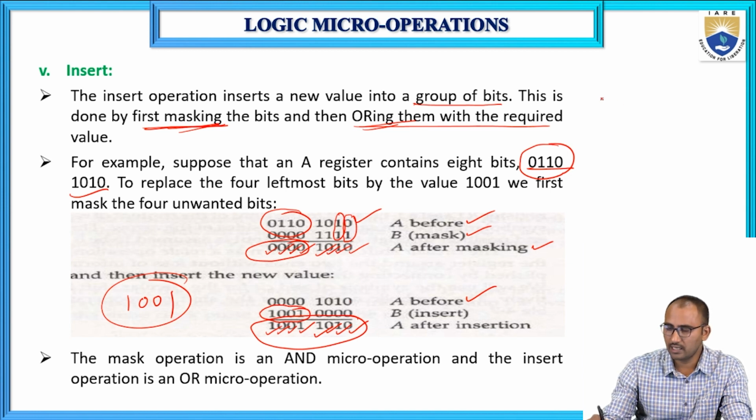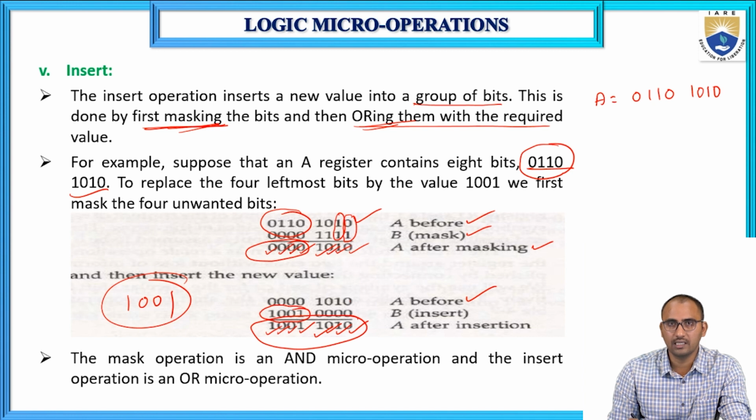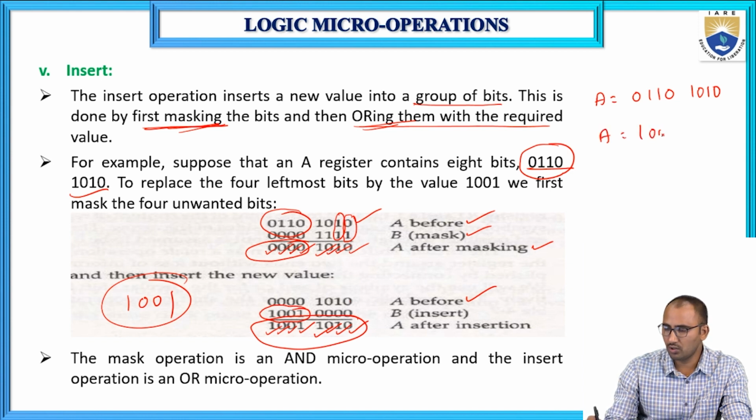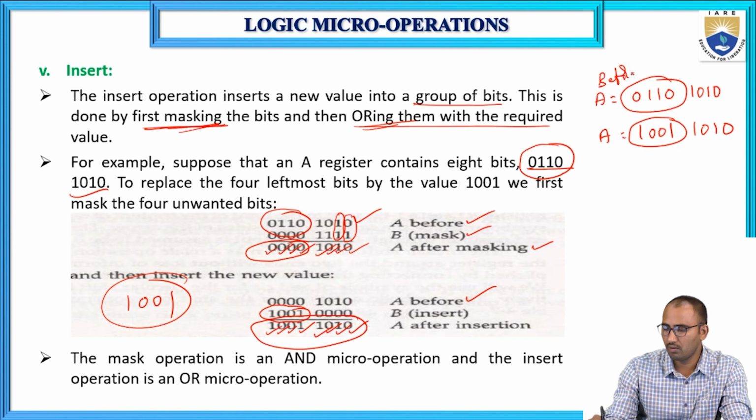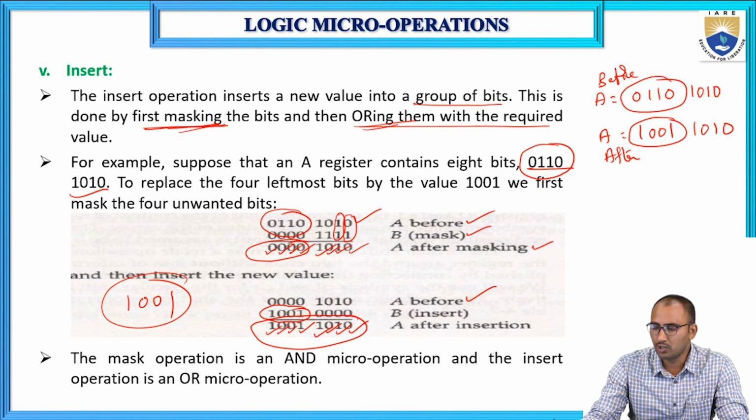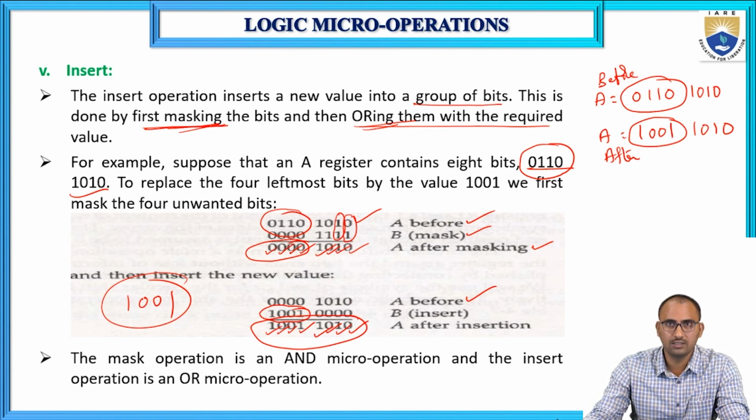Actually, the A register content is 0110 1010. That is the actual content present in register A. But after performing the insert operation, the content of A register will be 1001 1010. So that means the upper 4 bits are replaced with a new value. We have inserted a new value. This is before, this is after. So we have inserted a new value into register A. So this is about the insert.